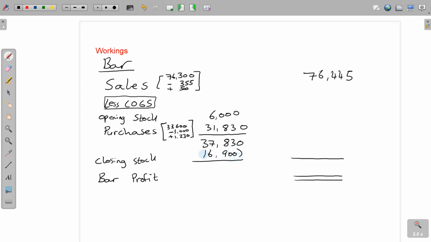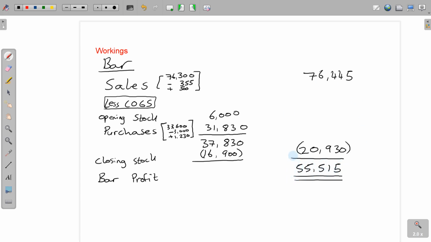So we take this away from our purchasing figure, because essentially, if we bought goods worth 33,600, but we haven't used 16,900, well, we can't say it's applicable for this year. So it's going to be used up next year. We're only interested in what's supposed to have gone through this year, so we have to take that figure away. We get 20,930. That means our bar profit is that, take that, which is 55,515. So that is our bar profit.